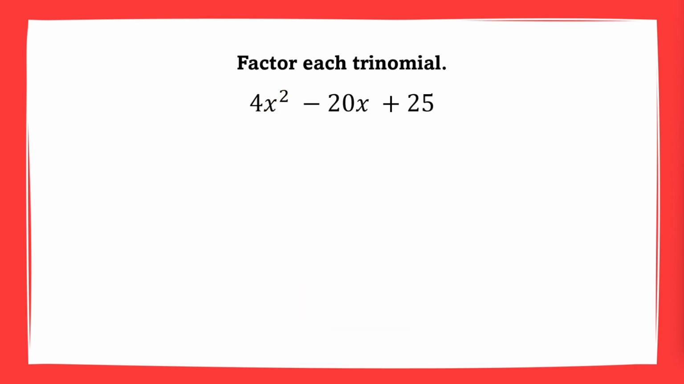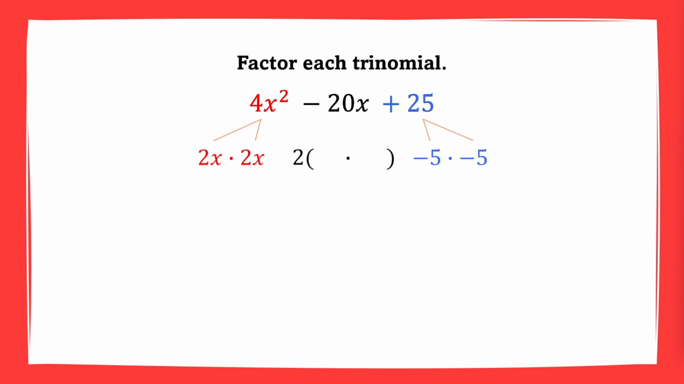Let's break down this trinomial, 4x squared minus 20x plus 25. First, notice that the first term, 4x squared, is a perfect square, as it can be written as 2x times 2x. And the third term, 25, is also a perfect square, which can be written as 5 times 5. However, since I see that the middle term is negative, I can express 25 as negative 5 times negative 5, because squaring a negative number also gives a positive result.